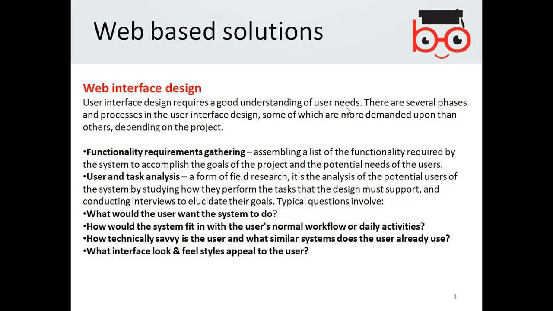Functionality requirement gathering is important. It means assembling a list of functionality required by the system to accomplish the goal of the project and the potential needs of the user. If you want to create a user interface design for your website, it is important that you know what functionality is required by the users. If you don't know how functional the website they want is, then it will not be a good user interface for the intended purpose.